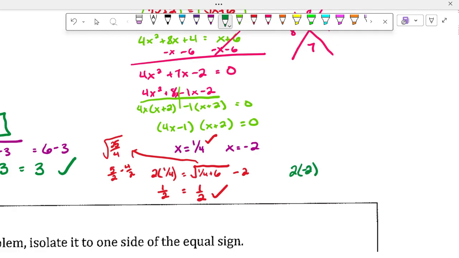So what's 2 times -2? -4. Now, -2 plus 6 minus 2. What's -2 plus 6? 4. What's the square root of 4? 2. What's 2 minus 2? 0. Is -4 equal to 0? Nope. This one's gone. So my answer is x is equal to 1/4.